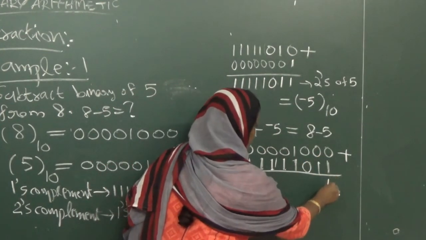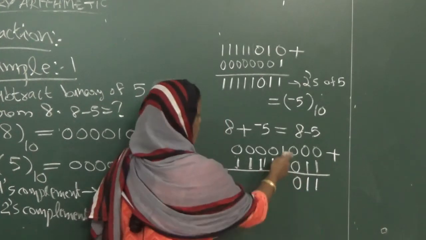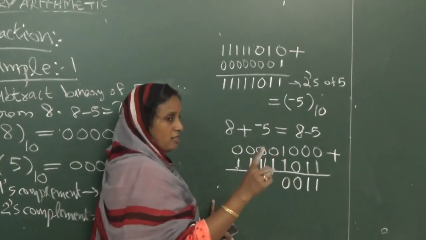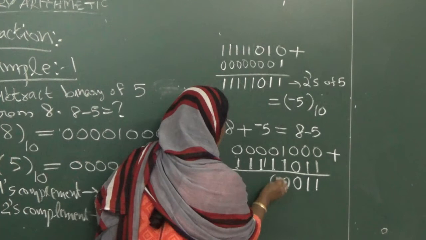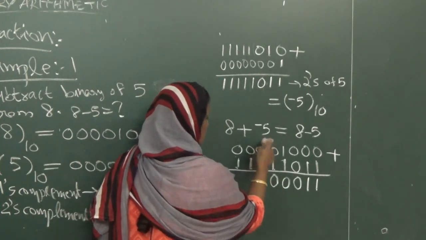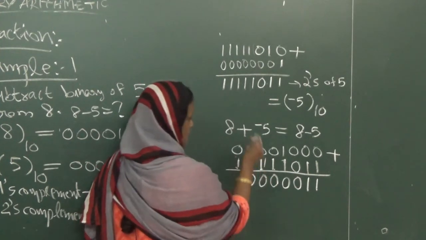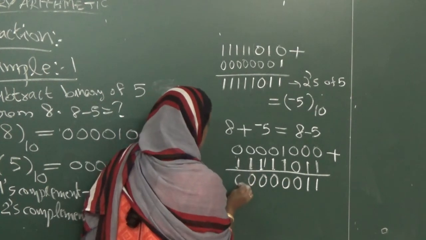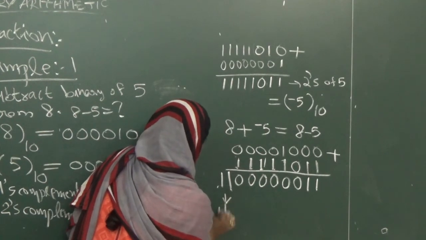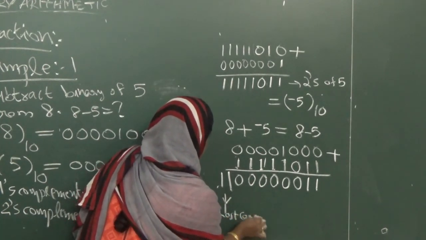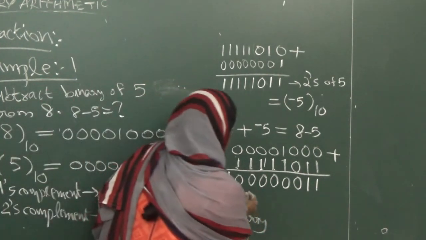0 plus 1, 1. 0 plus 1, 1. 0 plus 0, 0. 1 plus 1, 0 with carry 1. Then the carry goes to here. 0 plus 1 plus 1, 0 with carry 1. 0 plus 1 plus 1, 0 with carry 1. 0 plus 1 plus 1, 0 with carry 1. 0 plus 1 plus 1, 0 with carry 1. Okay, there is a lost carry here. So this is the result.